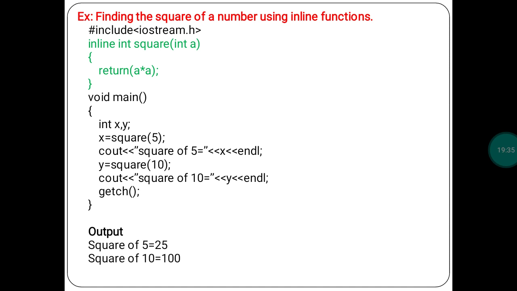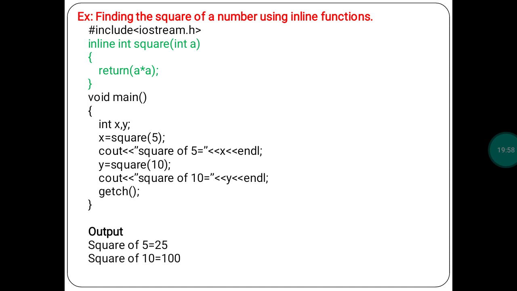In this, first is the header file, iostream.h, then inline int square(int a). So see the characteristics. Before defining all the functions, you have to define the inline function. Before calling the other functions, you have to define the inline function. Means after the header files only, you have to use the inline function. And the second characteristic is that the inline function starts with the keyword inline.